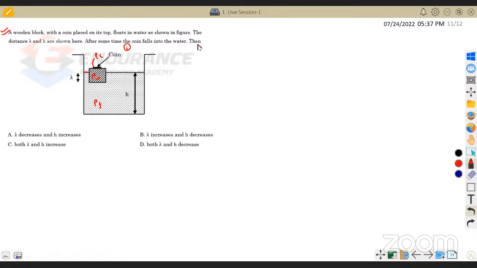Now the second condition is I'm just dropping the coin inside. So what will happen to the submerged volume? Let me take it as lambda dash. And also they are asking what will happen to this h dash. So how are these things going to be different?